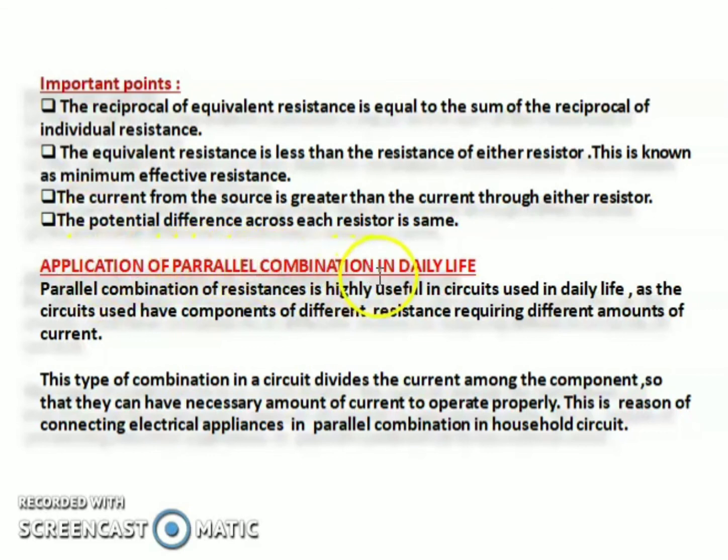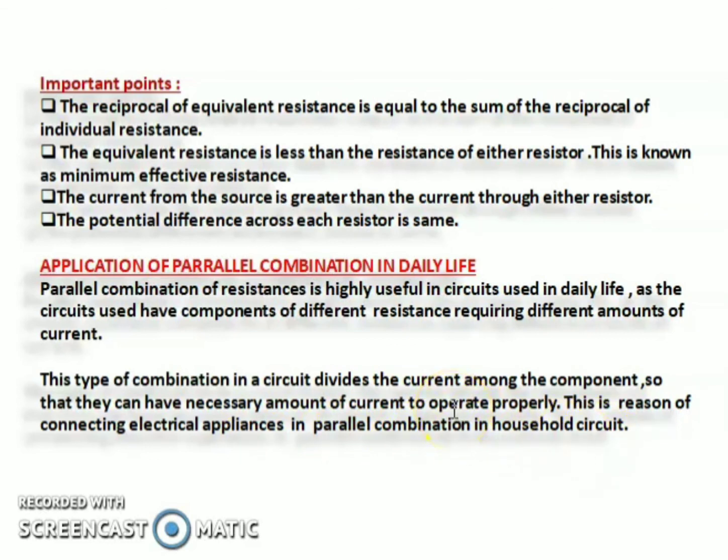Applications of parallel combinations in daily life. The parallel combination of resistances is highly useful in circuits used in daily life, as these circuits have components of different resistance requiring different amounts of current. This type of combination divides the current among the components so that they can have the necessary amount of current to operate properly. So this is the reason for connecting electric appliances in parallel combination in household circuits.